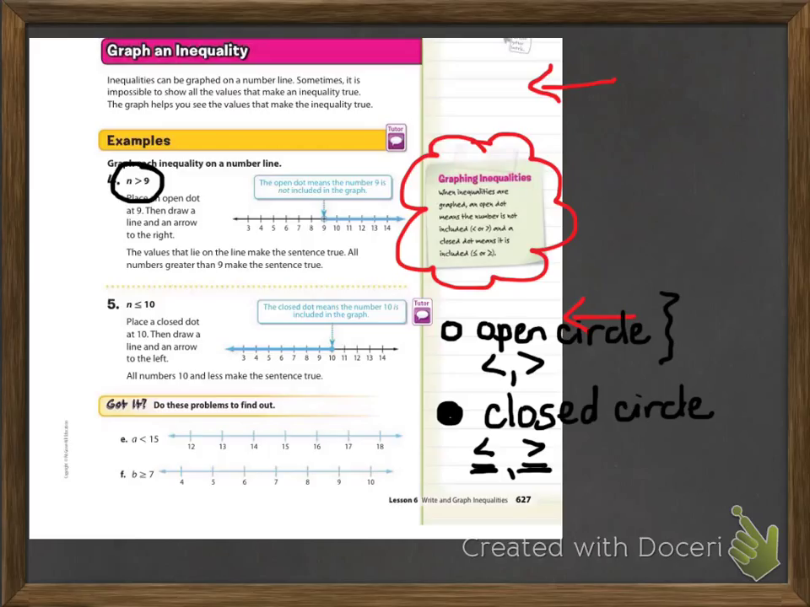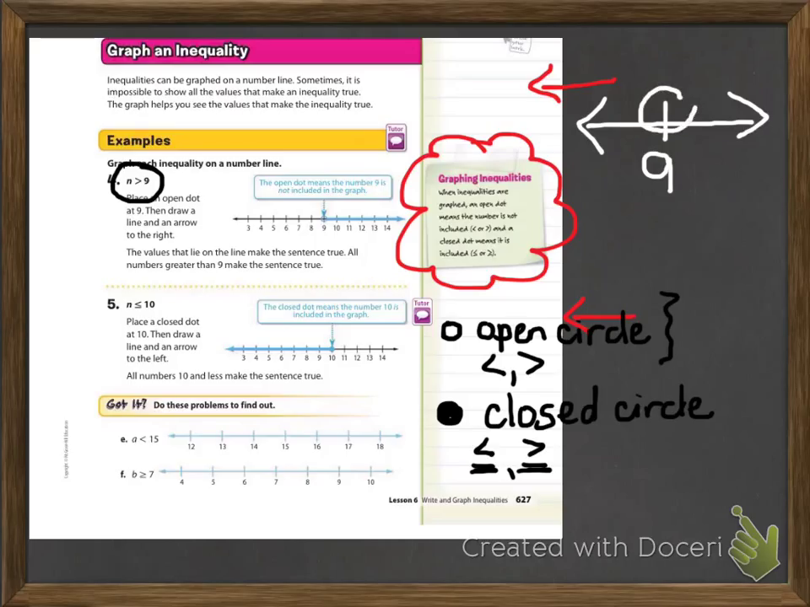If you're having to draw your own number line, go ahead and just draw a line with arrows at each end, because number lines go forever and ever and ever in each direction. Since we're talking about the number 9, because our inequality says n is greater than 9, we're going to just put a 9 right there on our number line. And then we're going to give it an open circle, because what that's saying is n can be any number bigger than 9, but not 9.